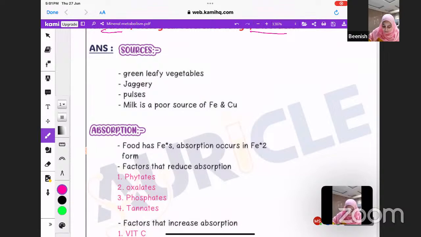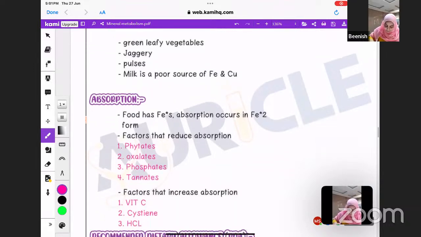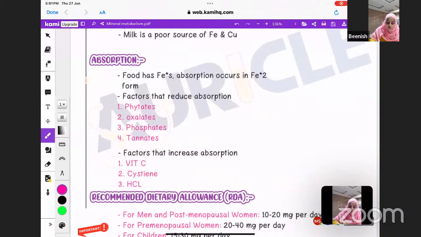Leafy vegetables, jaggery, pulses, they are important sources for iron. Now your milk is a poor source of iron and copper. Now moving on to the absorption of iron, a very important topic. So your food has Fe3 plus iron, okay? So the dietary iron is in the form of Fe3 plus, but iron is absorbed in the form of Fe2 plus. So when I discuss the mechanism, we will see how this is converted into Fe2 plus.